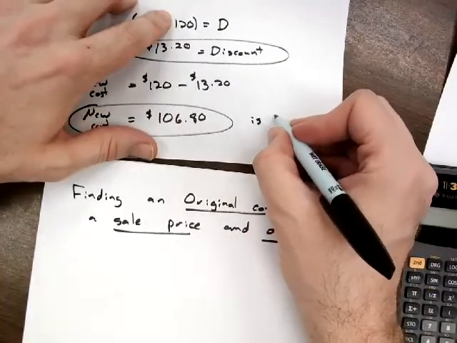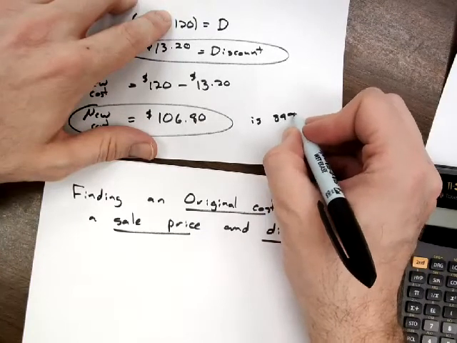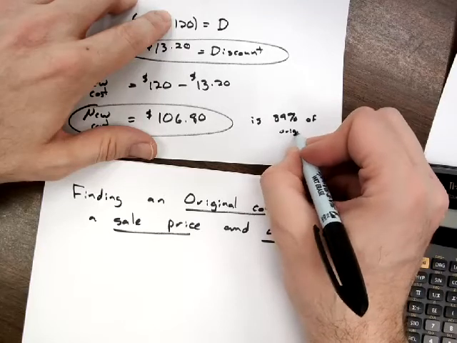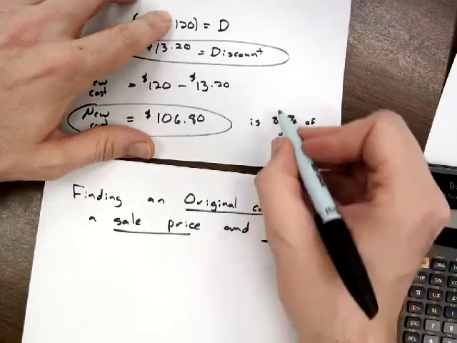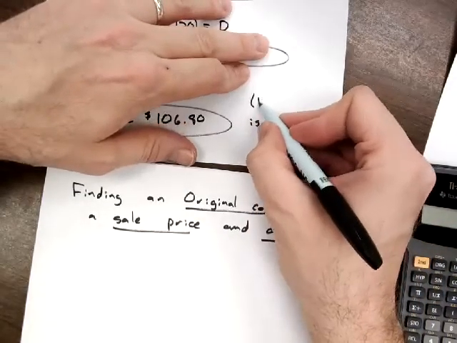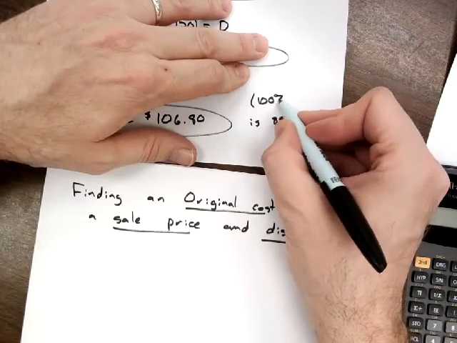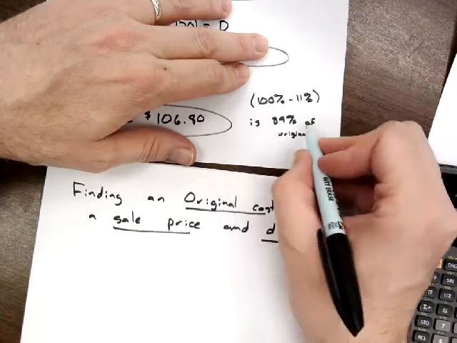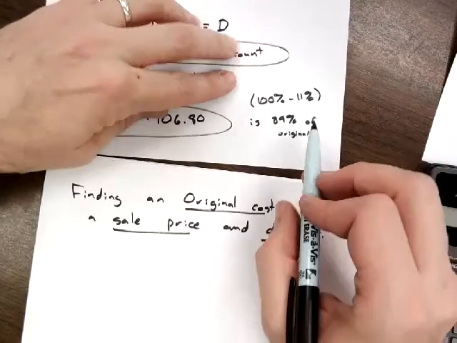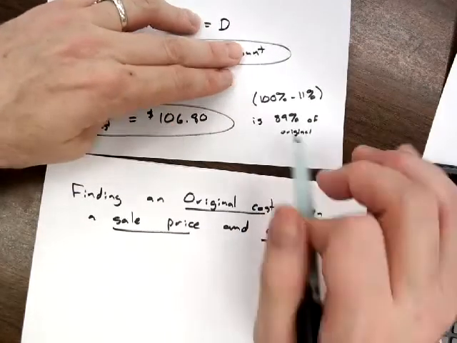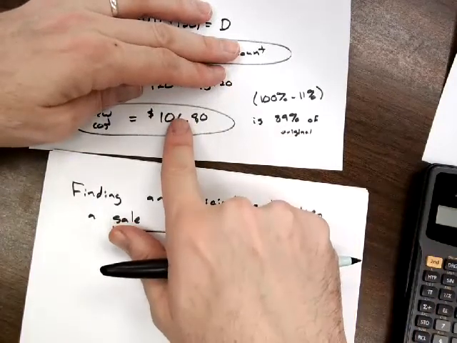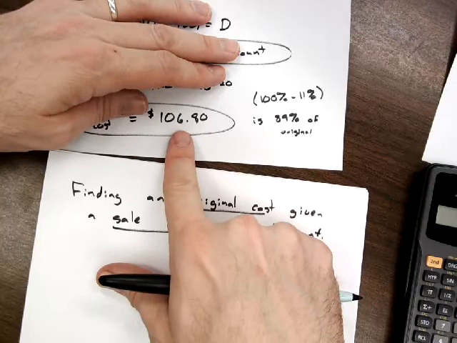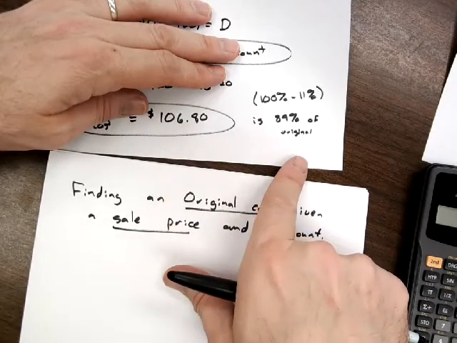So what I need to do is say, this $106.80 is 89% of the original. If I say that's 100% minus 11%, that will give me 89% of the original. And if this $106.80 is 89% of the original, then I could take this as the amount and come up with a percent equation.